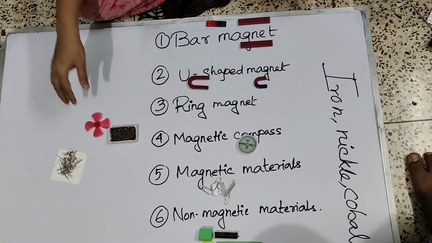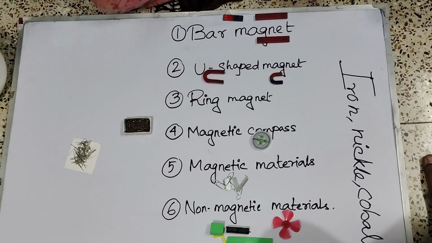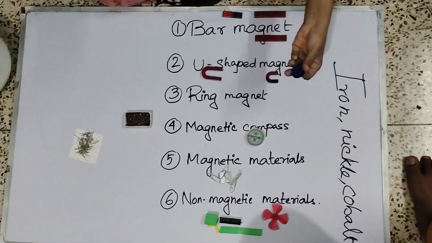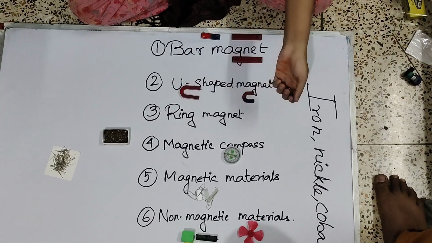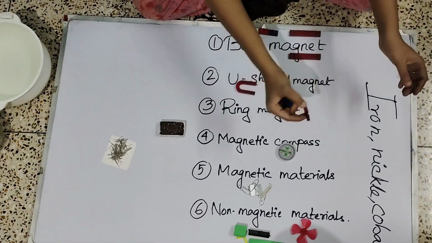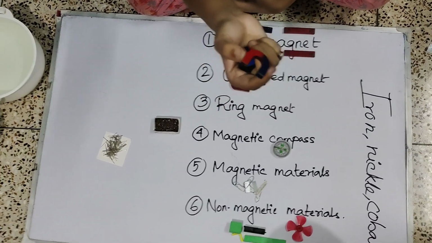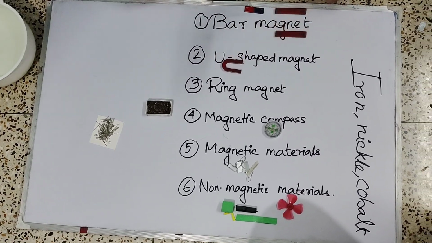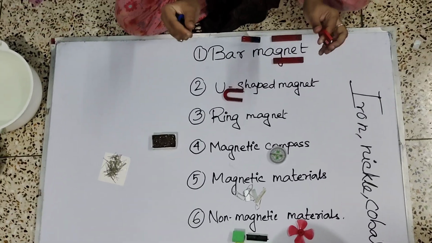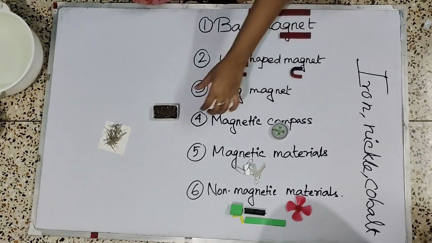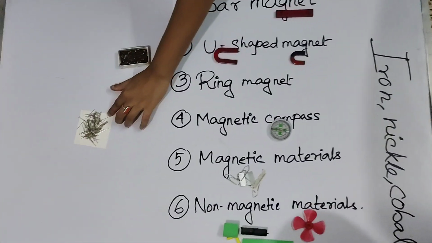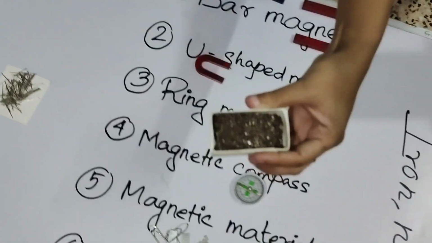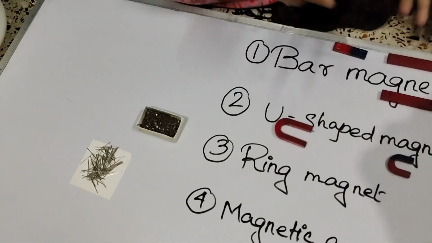Okay. Now I will do another thing. Acha, this is a bar magnet, this is a cylindrical magnet, this is a U-shaped magnet. Do these magnets attract the magnetic material throughout the body, or only somewhere does it have the magnetic attraction? So let's check. Here I have taken some iron dust. See, this is the iron dust.